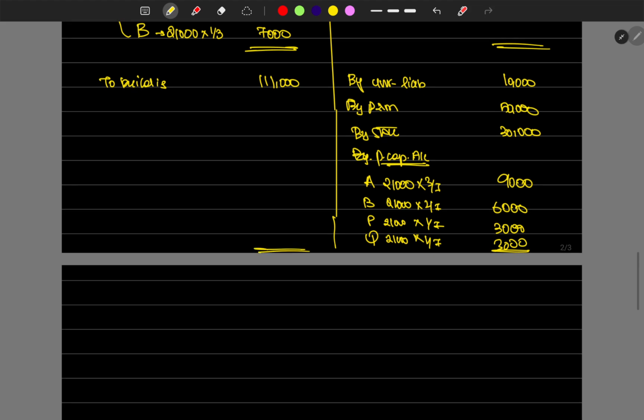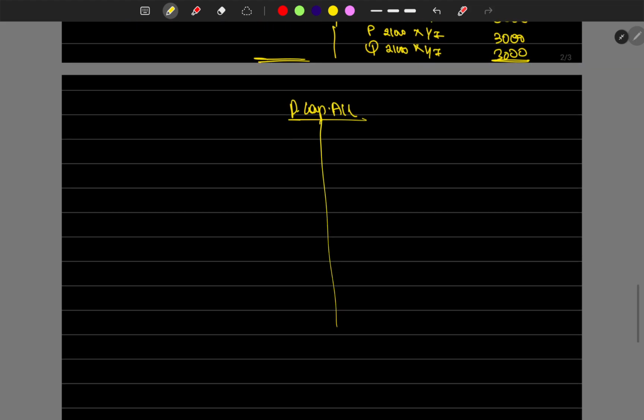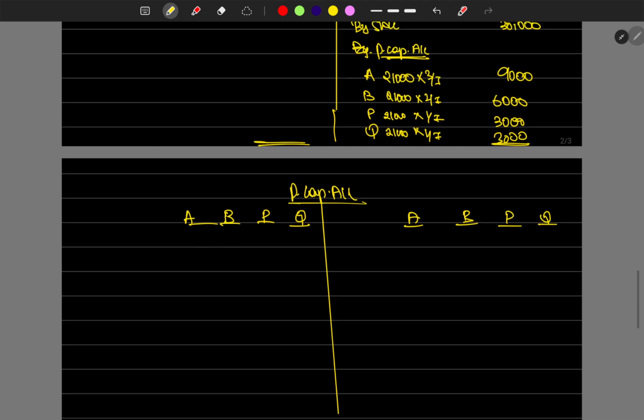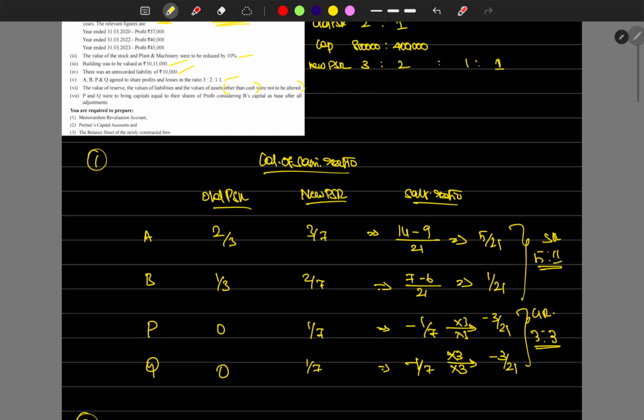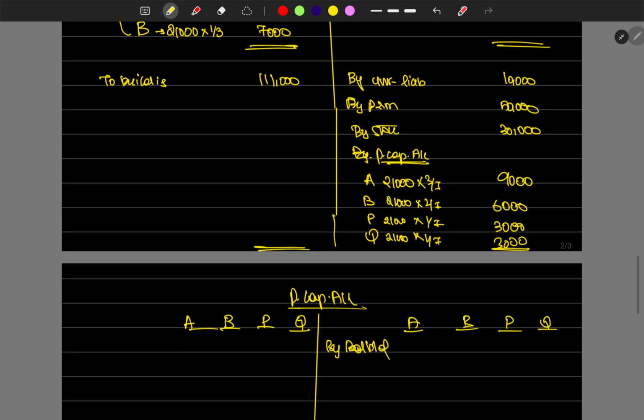So it's done. We can directly go to the partners' capital account now. A, B, P, Q. Right. The first thing, always, what should come here? Capitals. How much is the capital? 8 lakh, 4 lakh.